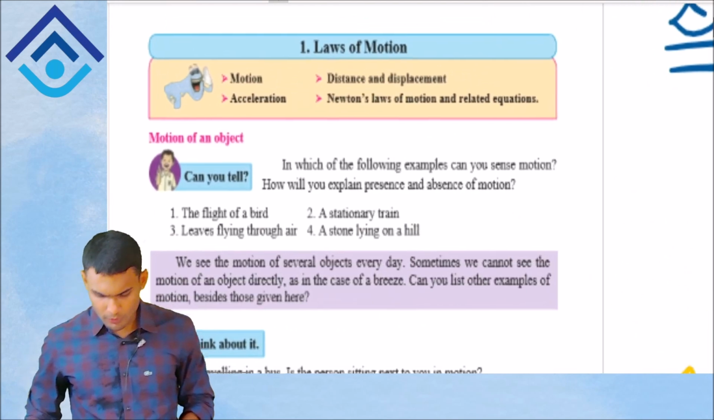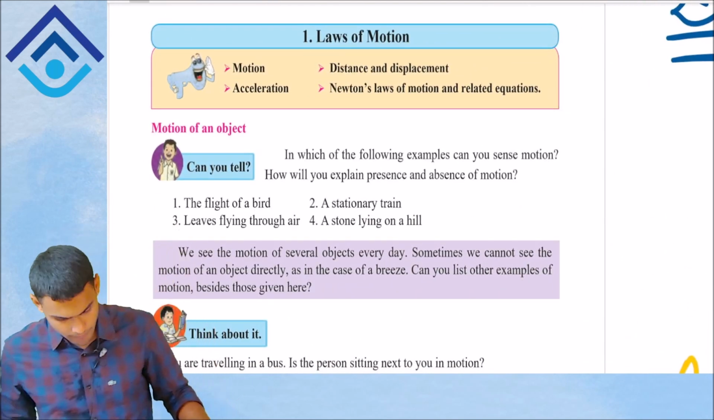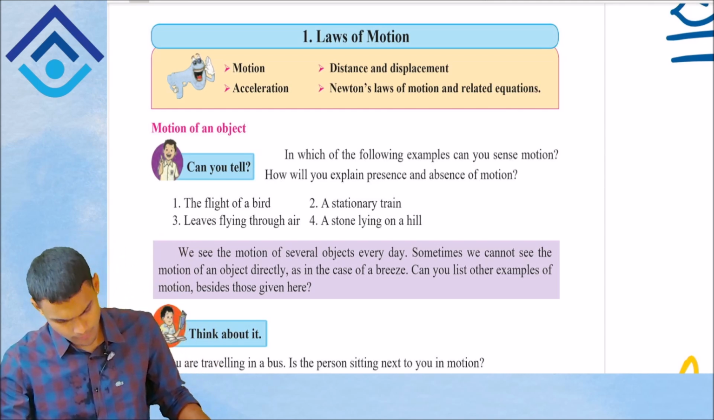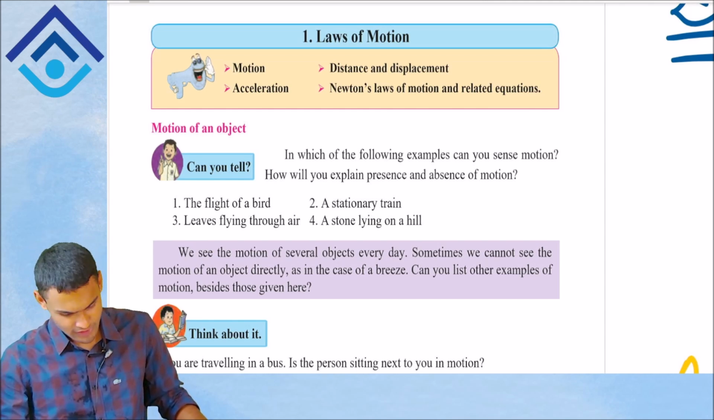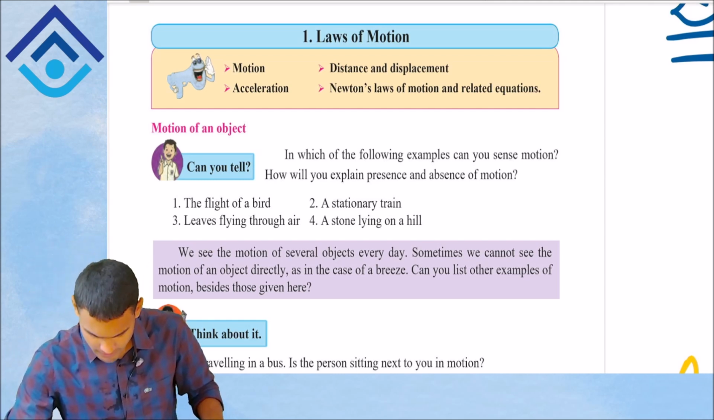Okay, let us answer a few questions since we have started this chapter. I hope the idea of distance and displacement is clear to you all. In which of the following examples can you sense motion? How will you explain presence and absence of motion? Obviously we know that now, right? The motion is when an object changes position. It moves from one position to another. So basically, where do you sense motion?